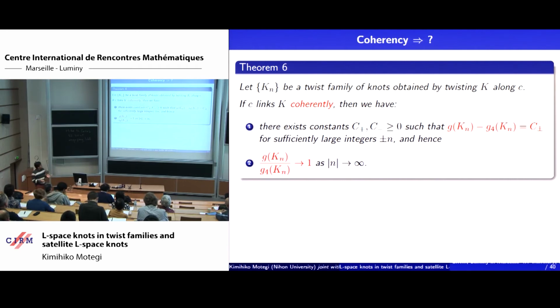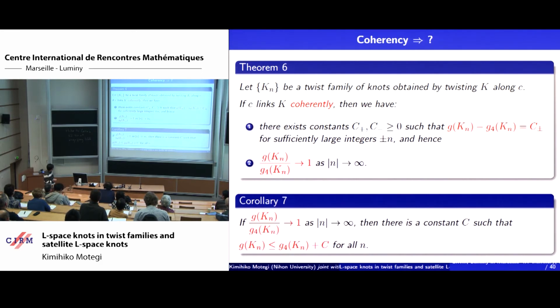And now we consider the two measures, the difference and the ratio. And they are related as follows by using this. So if the limit of the ratio of the Seifert genus to the slice genus tends to 1, then there is a constant C such that the Seifert genus is bounded from above by the sum of the slice genus plus some constant C for all integers n.